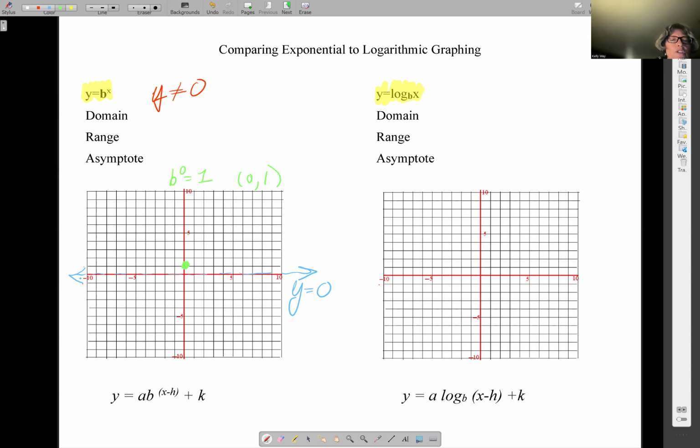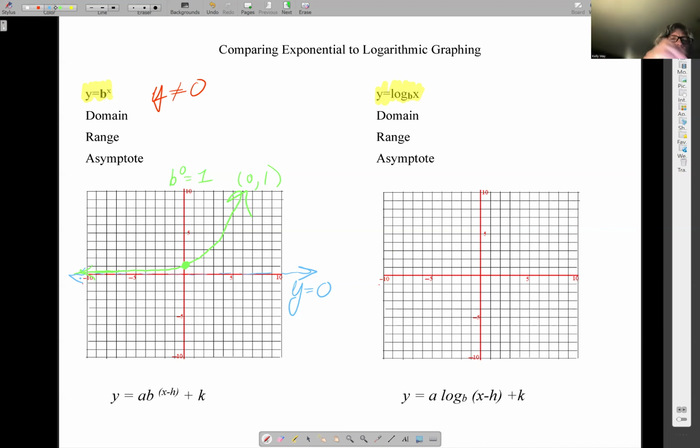And your parent graph is, again, infinitely closer to x. So I'm just going to sweep infinitely closer to 0. I'm going to sweep very close this way. It's going to go upwards towards the right. And that would be your essential parent function of y equals b to the x.